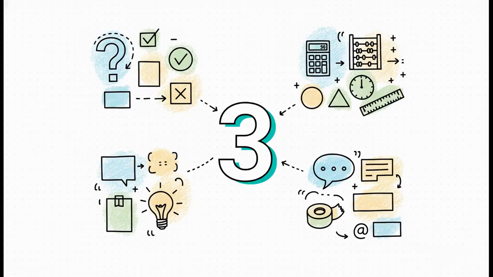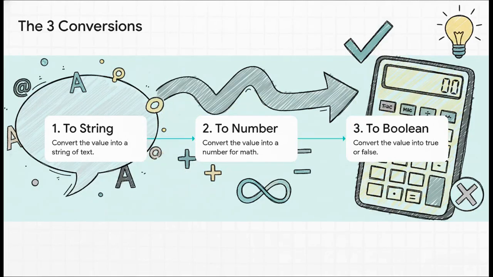And here is the big secret. All of JavaScript's weird behavior, all of it, boils down to just 3 possible conversions. That's it. Just 3. So every time JavaScript performs this implicit coercion, it's trying to push a value into one of these 3 boxes. It's either trying to turn it into a string, into a number, or into a Boolean. So let's just look at the rules for each one.